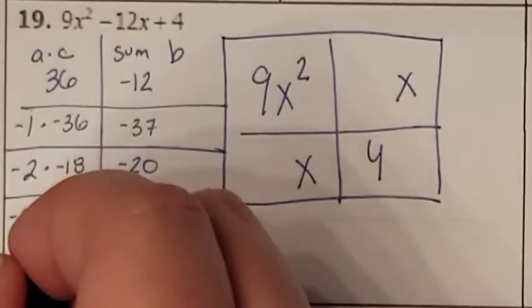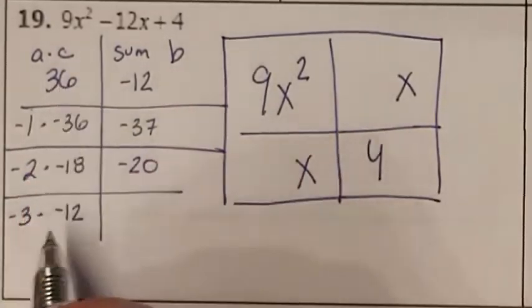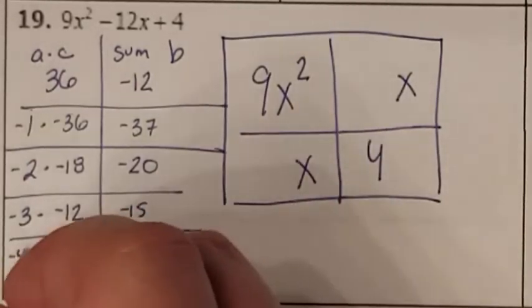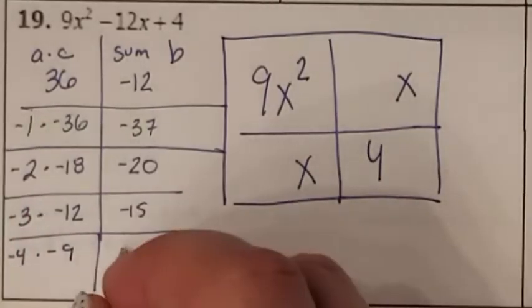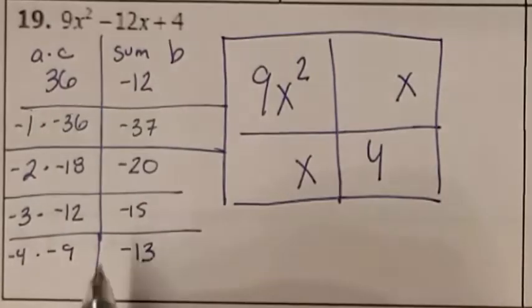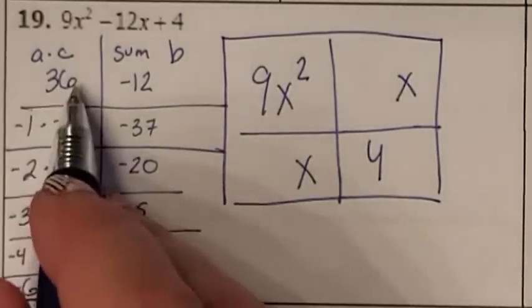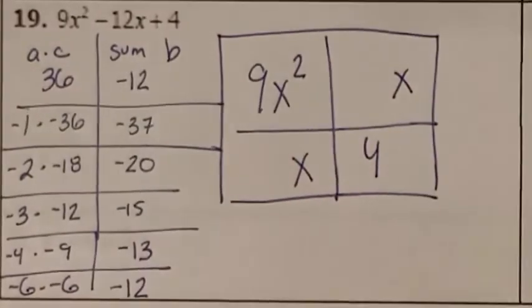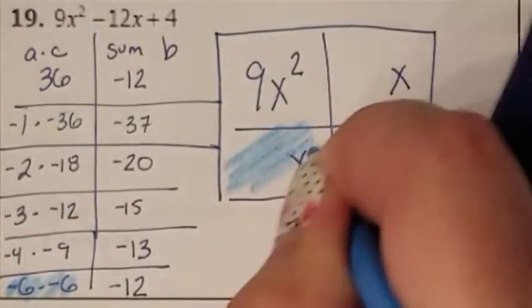So we're going to try 3. -3 times a -12 multiply together to give me 36, but when I add them, I get a -15. That didn't work. So now let's try 4. -4 times -9 multiply together to give me 36, but when you add them, you get a -13, not the -12. 5 doesn't work, so now let's try 6. -6 times -6 multiply together to give me 36, but when I add them, I get -12, which is the number that we needed.